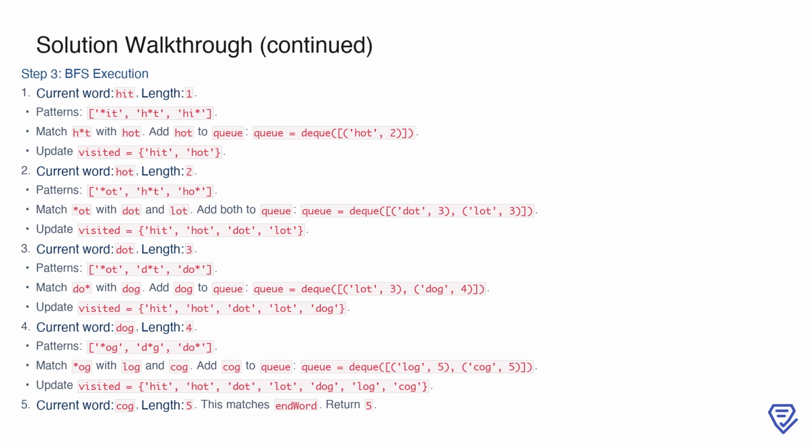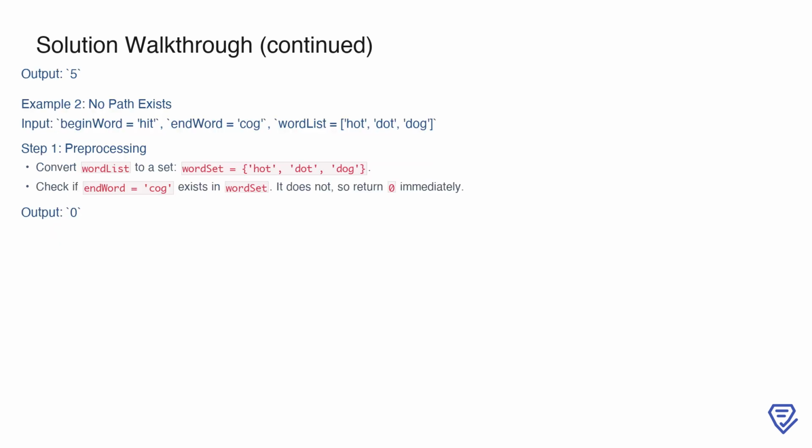Finally, we process cog, which matches the target word with a transformation length of 5. At this point, we return 5 as the shortest transformation sequence length. The output for this example is 5, representing the shortest sequence of transformations from hit to cog.